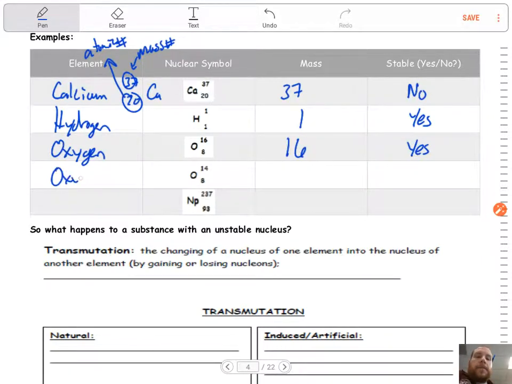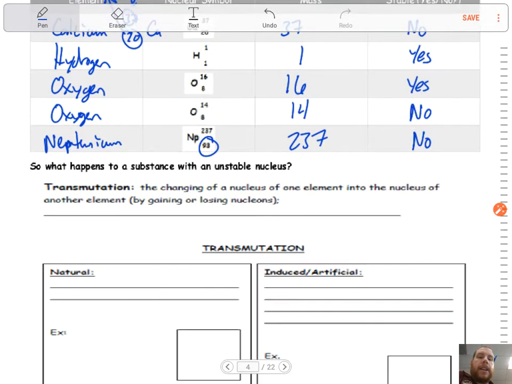The next one is oxygen again. This mass here, though, is 14. Is that going to be stable? And the answer is no, because the most common isotope for oxygen that's stable is 16. And the last one, neptunium. Its mass is 237, but notice, guys, it's got an atomic number greater than 83, so right away you know that it's not stable. It's going to be breaking down.